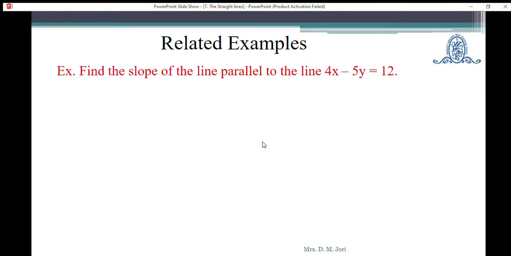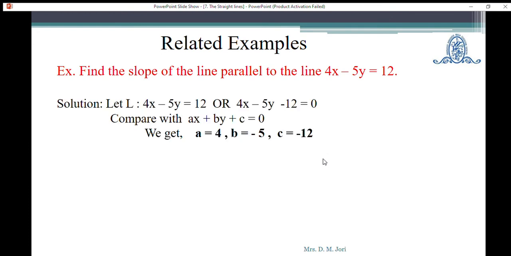The example is to find the slope of a line parallel to 4x minus 5y equal to 12. This line is parallel to our required line, for which we have to find the slope. Let us first chalk out what is given. Let us denote the given equation of the line by L. So L is 4x minus 5y equal to 12.